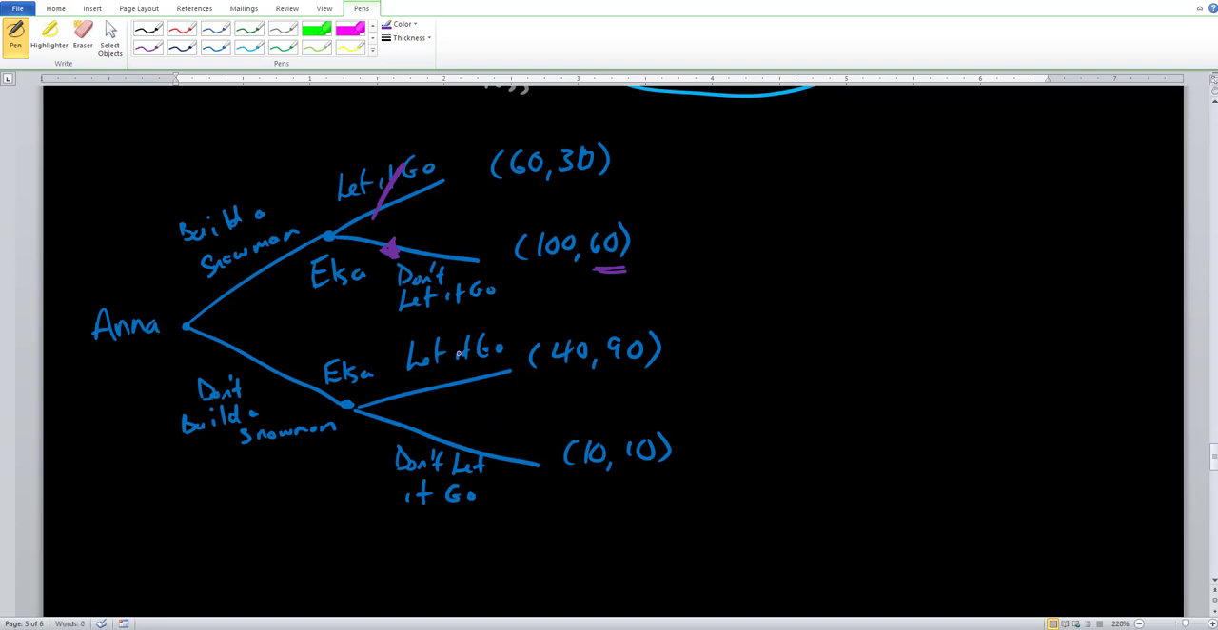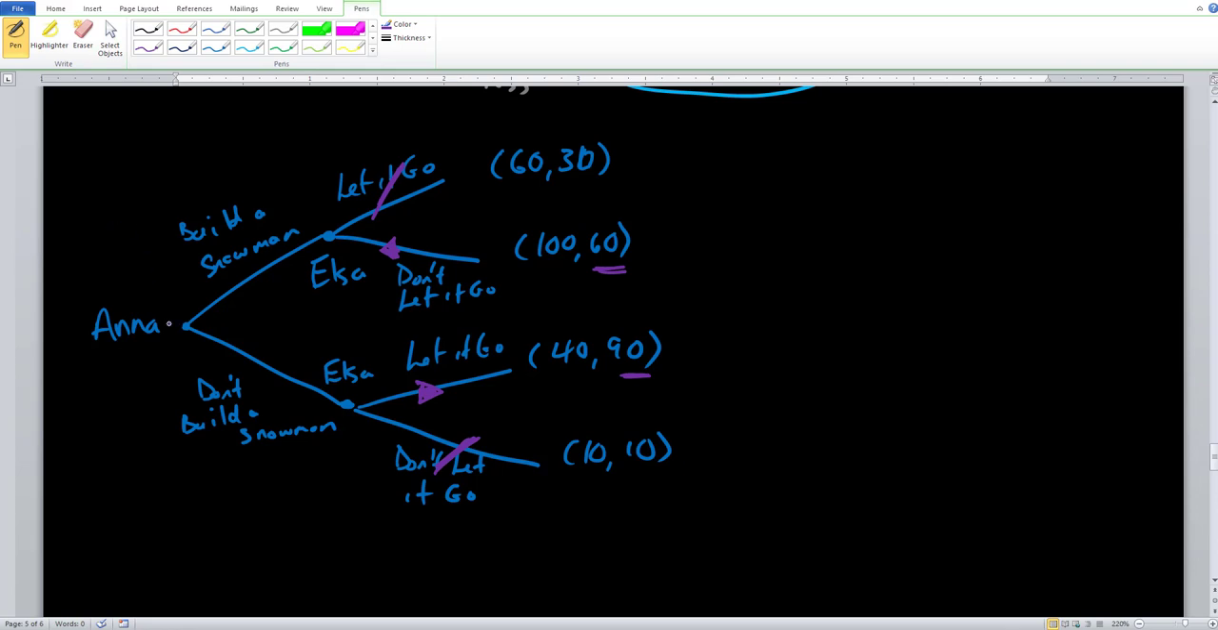We do the same thing on the bottom half of this tree. If we reach the bottom half of the tree, what does Elsa want to do? What's the best strategy? Should she let it go or should she not let it go? We compare the 90 versus the 10. Remember, the second numbers correlate to player number 2. So here, Elsa is going to choose let it go. 90 is bigger than 10. We prune this off and say, hey, if we ever reach the bottom half of this tree, Elsa's going to let it go. Next, we keep on reading the tree from right to left.